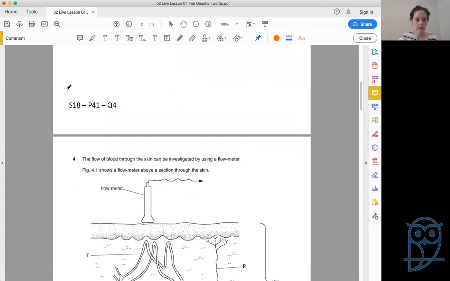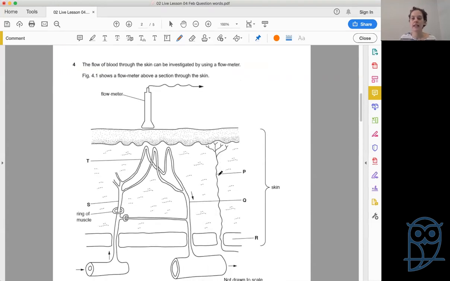Just a little note: Summer 18 means May, June, because it's the Cambridge summer. Paper 41 is paper 4, because we were doing the extended course here, and the 1 is the variant. So 41, 42, and 43 are all different versions of paper 4. And then question 4, pretty sure you know what that means.